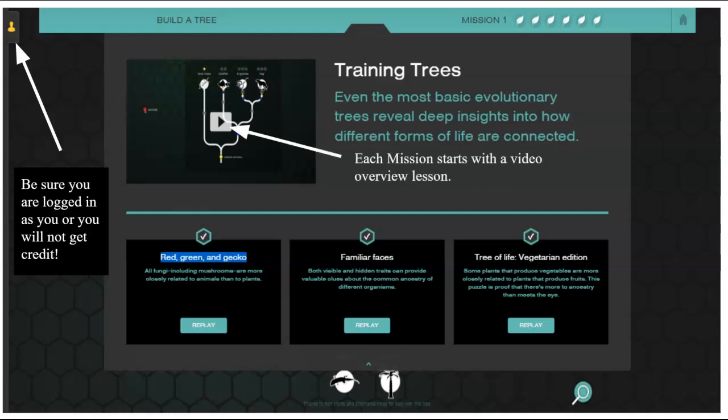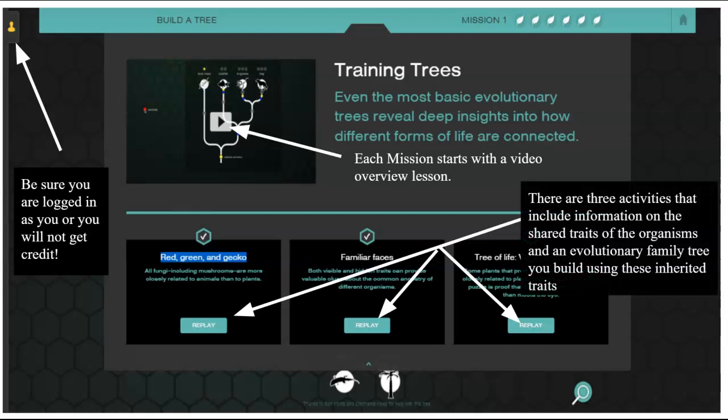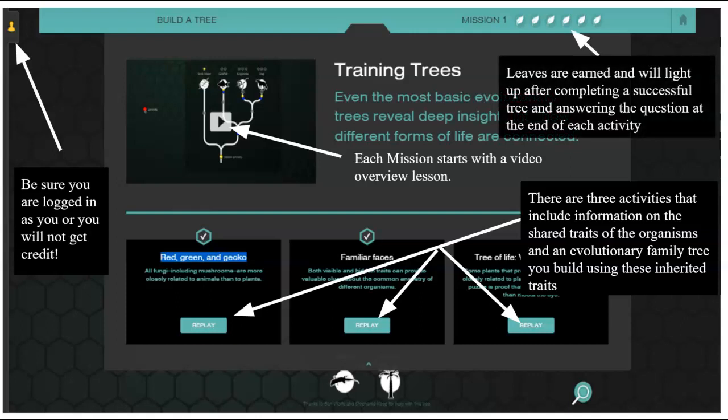Beginning with the video that starts the mission, and then it has the 3 activities. So there are 3 activities that include information on the shared traits of the organisms and an evolutionary family tree that you build using these inherited traits. Also, leaves are earned and will light up after completing a successful tree and answering the question at the end of each activity. So for each activity you get 2 leaves, 1 for the tree building correctly and 1 for answering the question.